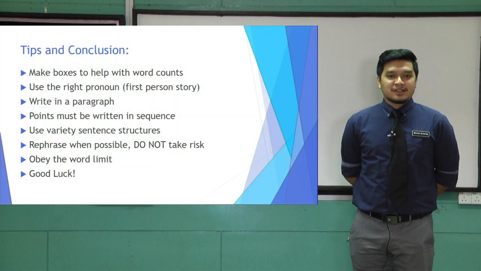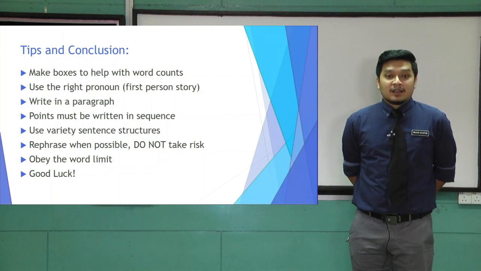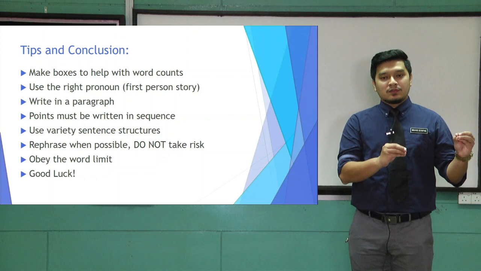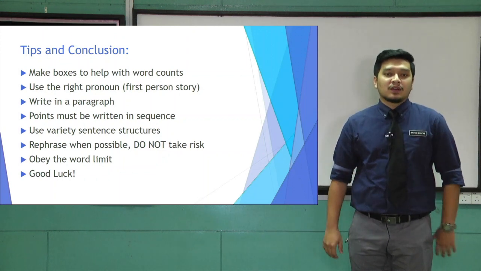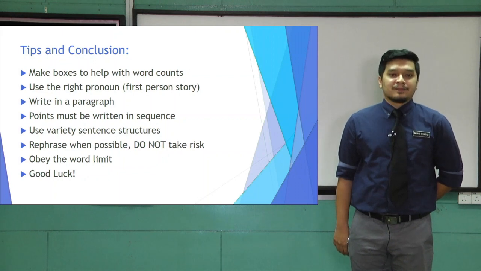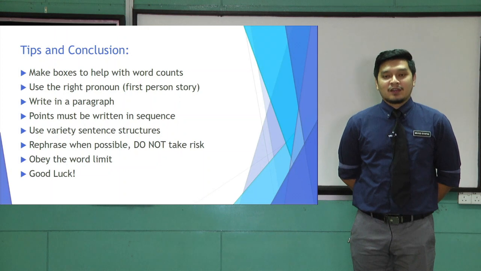So if you notice, after we had done step 5, omitting, editing and rephrasing, all the points that we have found from the article become very short. And now it will be easier for us to write the actual summary. When writing the actual summary, there are some tips to be kept in mind. The first tip is make boxes to help with word counts. Some students like to make boxes to help with the word counts. This is also helpful for the examiner when they are marking your summary later on.